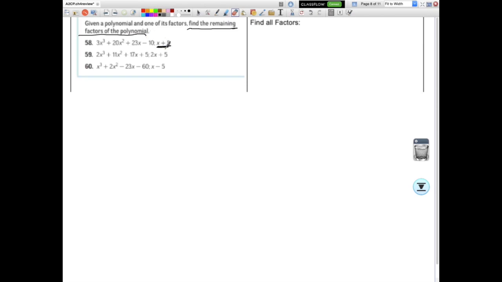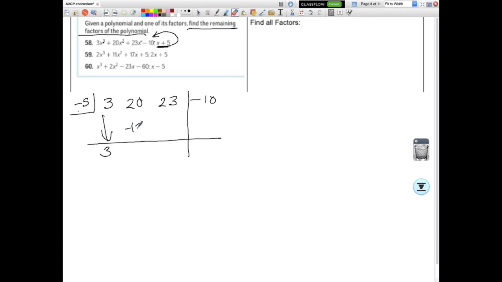In my first one, they're telling me this is already a factor. I would know that it's a factor by dividing it out if there's no remainder or the remainder is 0. So I'm going to divide this from the polynomial they gave me. I'm going to put my number in the box as -5. And then power of 3, power of 2, power of 1, and power of none. I'm just going to put all my coefficients, 3, 20, 23, and -10.